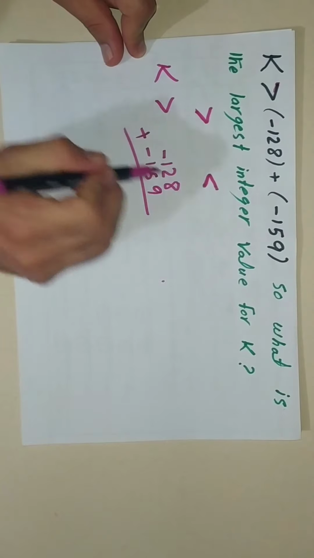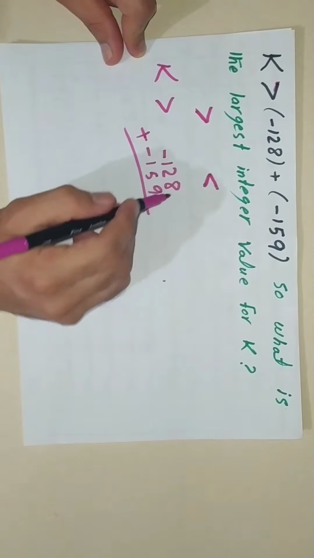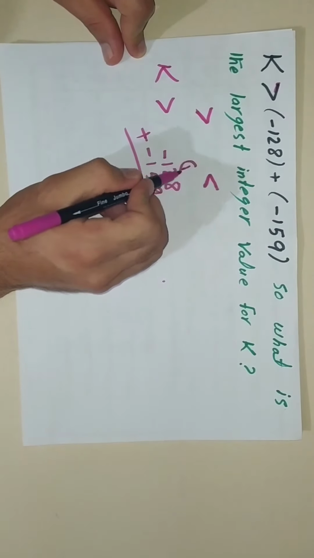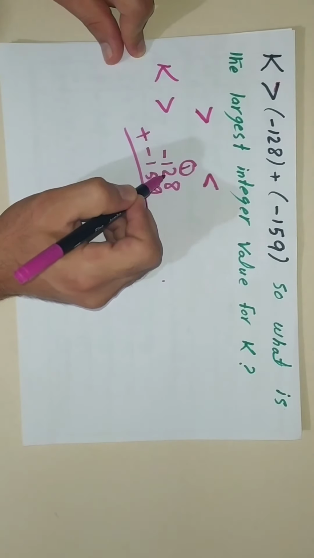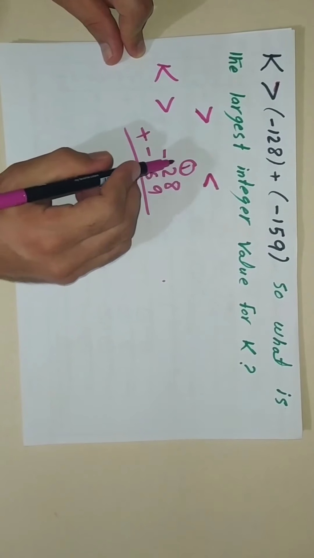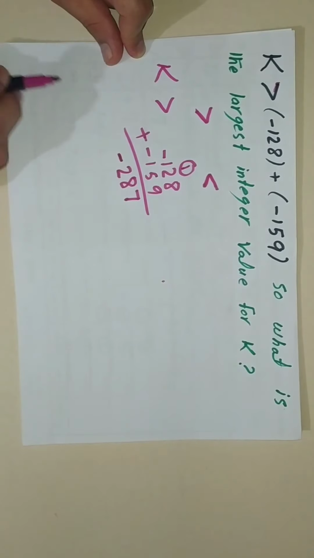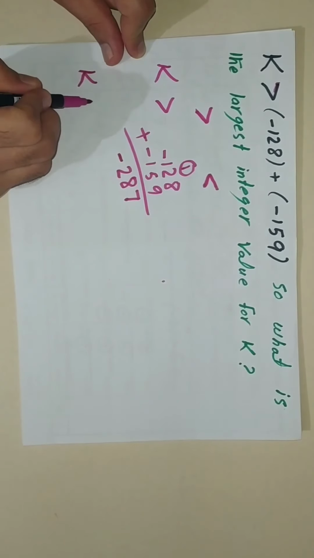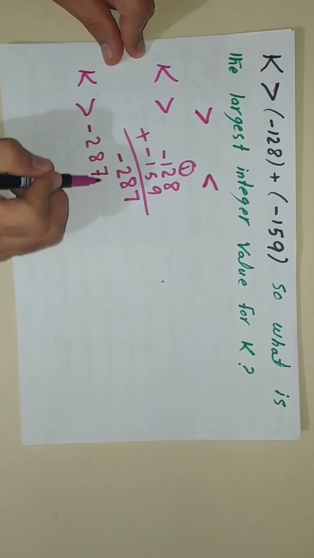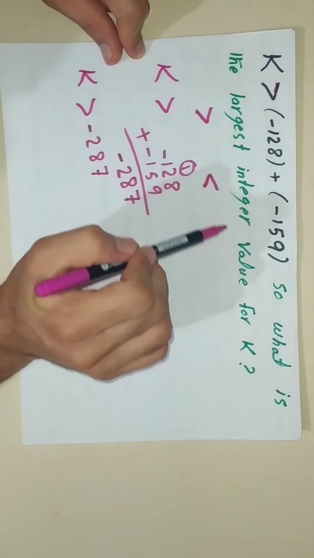We have to add these both numbers. 8 and 9 is 17. We will put 7 here and add 1 to the next number. So 2 plus 5 is equal to 7, and 1 plus 1 will be 2, and there will be a minus sign. So the answer is K is greater than minus 287. But the question is, what is the largest integer value for K?